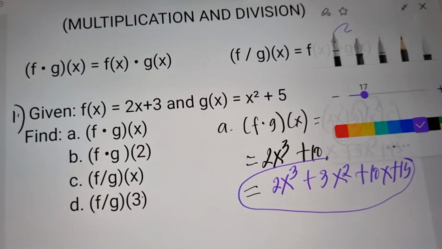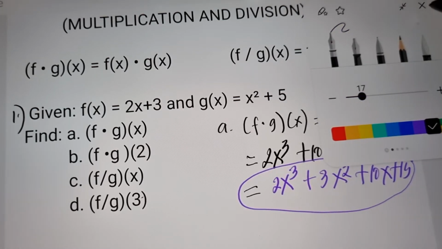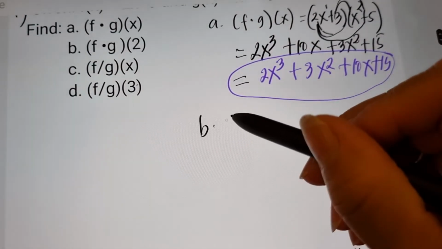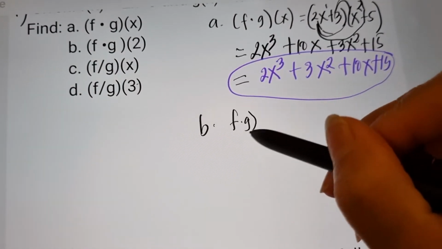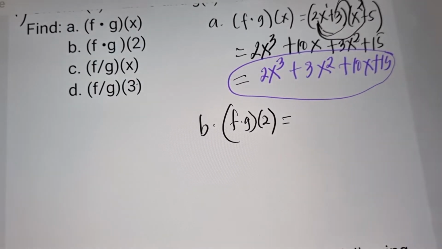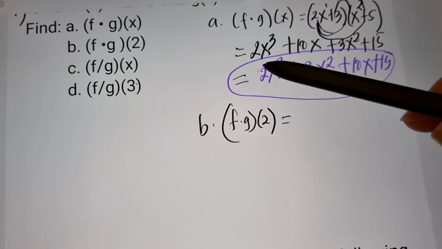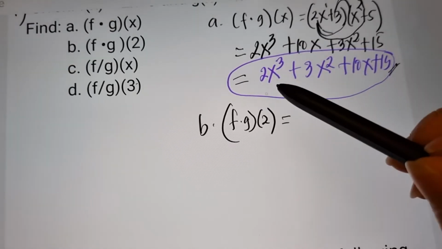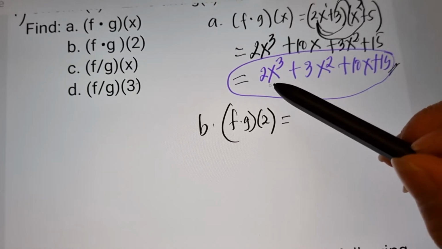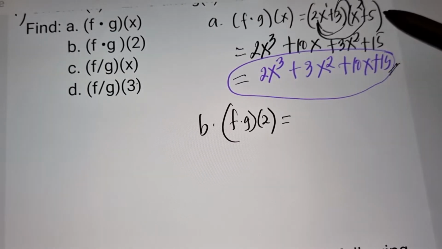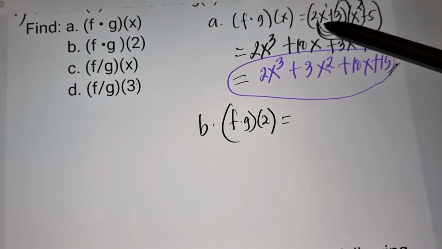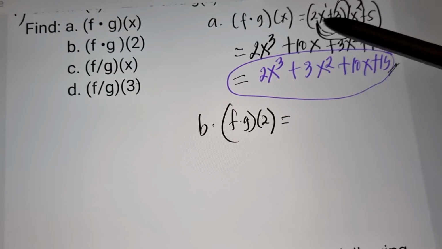Next, what about for letter B, we have f of g of 2. So, anong gagawin natin dito? Since meron na tayong result ng f of g of x, pwede na natin i-substitute automatic dito. Papalitan lang natin yung x dito ng 2. O kaya, pwede nyo rin gawin dito, ipapalit nyo na yung value ng x which is 2.